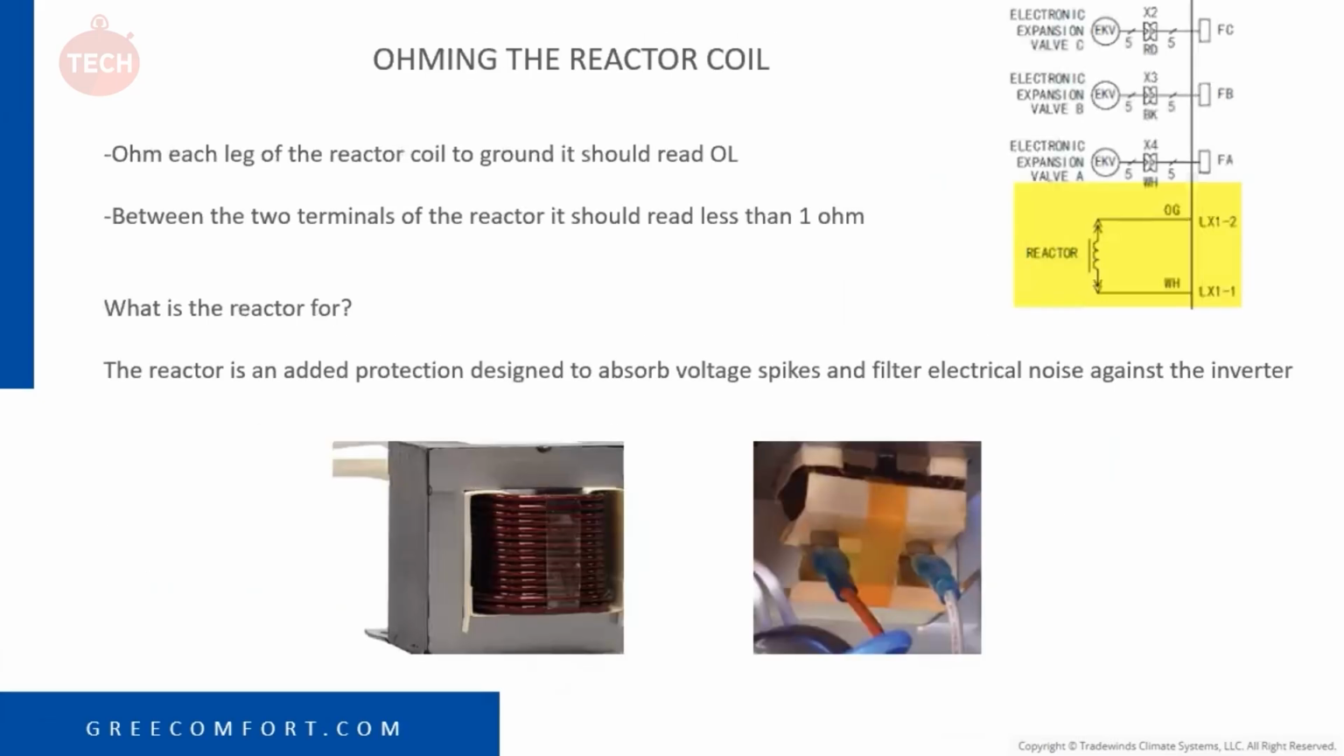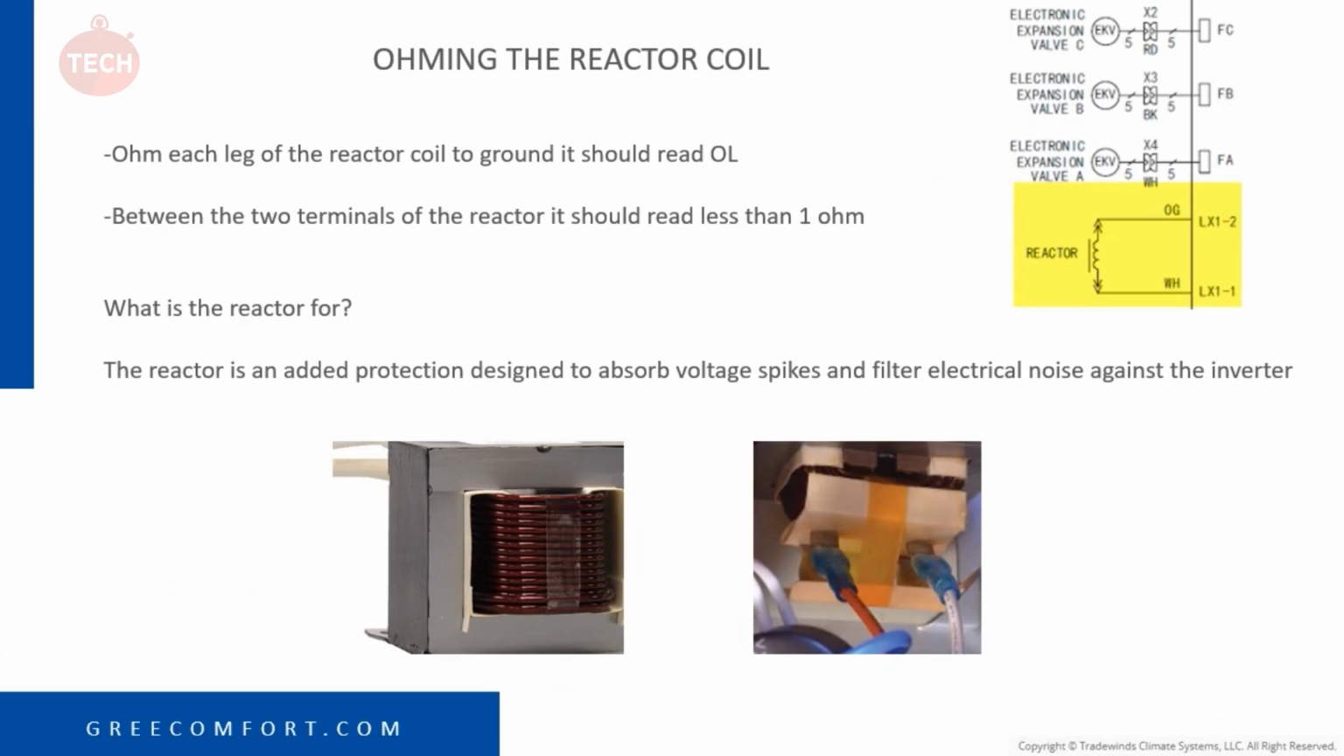Here's some of the troubleshooting of ohming the reactor coil. A lot of people say it looks like a transformer. It's very similar. It does have some copper coils on there. So the reactor is an added protection designed to absorb voltage spikes and filter electrical noise against the inverter. As you can see, there are spade terminals on there. You can undo these spade terminals and you're going to ohm the reactor itself.